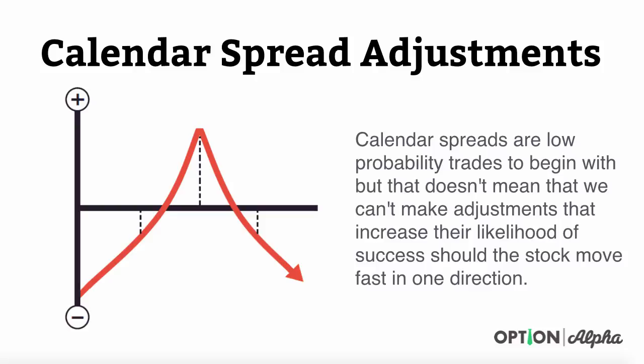And in today's video, I want to talk about how we make adjustments to a calendar spread that we are currently trading. So again, calendar spreads are low probability trades to begin with, but that doesn't mean that we can't make adjustments that increase their likelihood of success should the stock move fast in one direction.